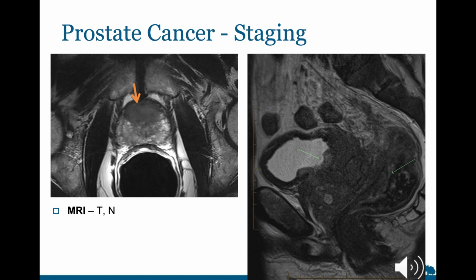MRI can give us information on the tumour and regional lymph nodes. The picture on the left shows an organ-confined or T2 tumour, and on the right we have a rather nasty, locally advanced T4 tumour with some bladder involvement, which you can see by the left-hand arrow, and rectal involvement, which you can see on the right.